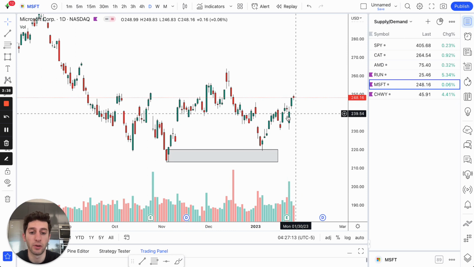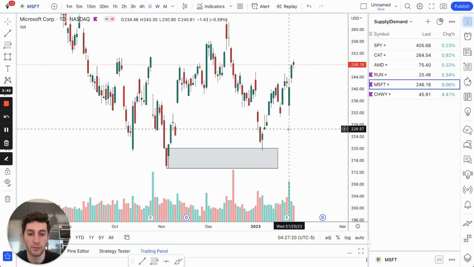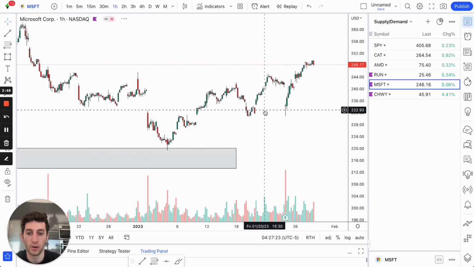But if you want to increase that win rate, right, sometimes supply demand zones don't work 100% of the time. So one way you can do that is, again, looking at a smaller time frame. So what I do is I zoom in on the 1 hour.